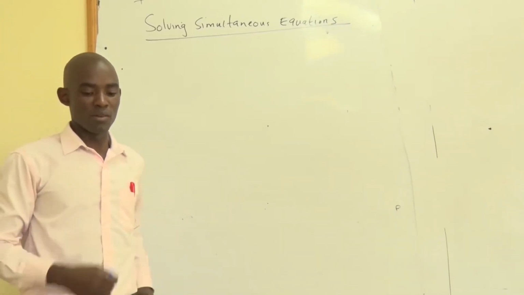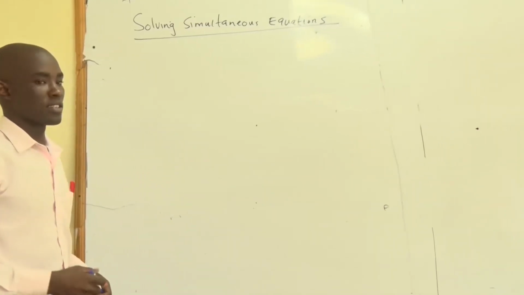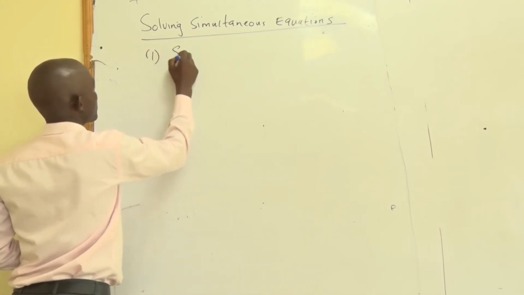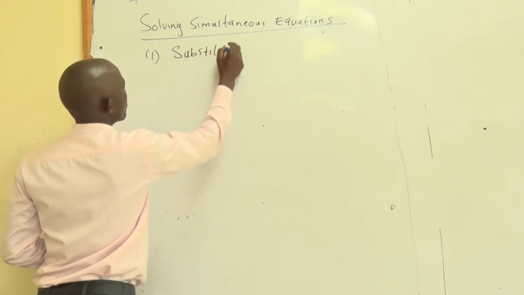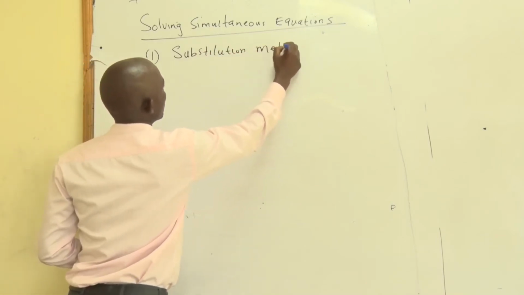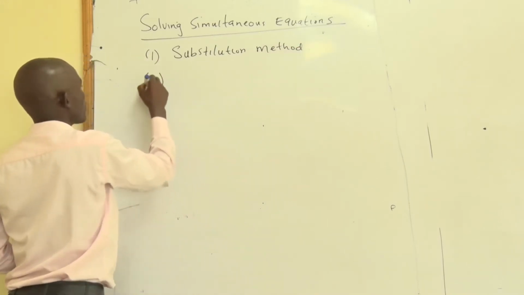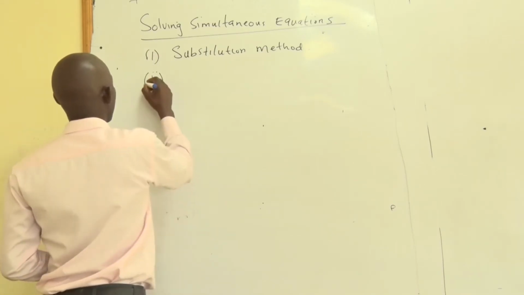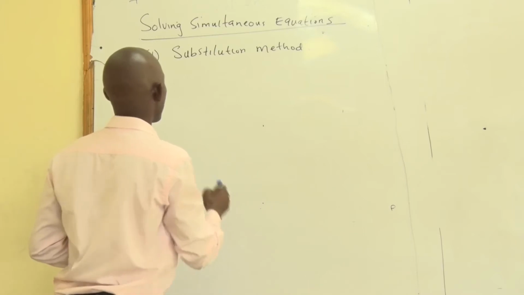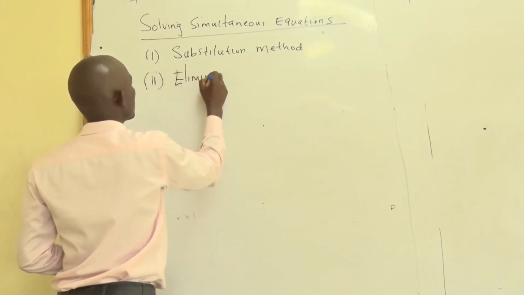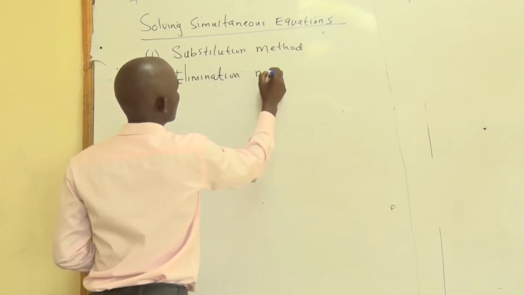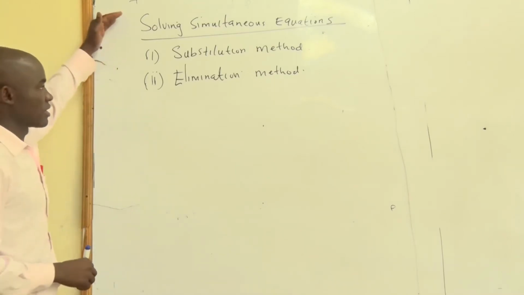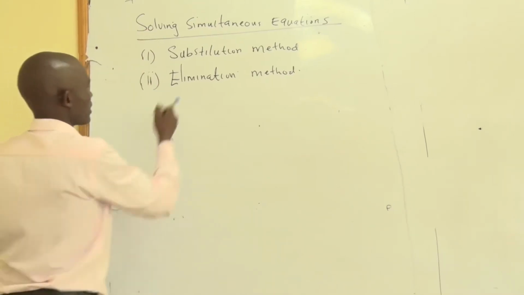We shall be discussing solving simultaneous equations. Basically we're going to learn two methods. The first one is using the substitution method. Number two, we shall look at the elimination method. So those are the two methods that we shall be looking at under solving simultaneous equations: using substitution and elimination.